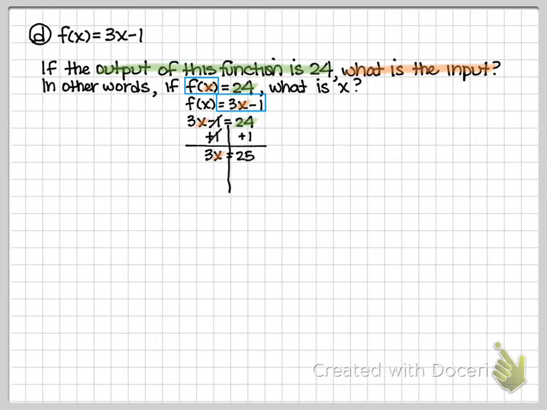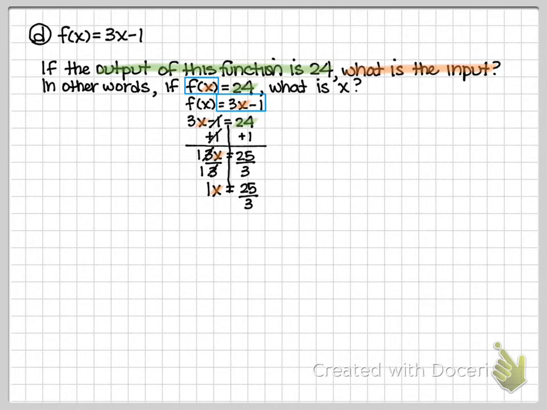I get 25. Last thing, I have to get the 3 off of the x. So I'm going to divide by 3. Now I know any number divided by itself is just 1. That's why I did this. So 3 divided by 3 is 1. 3 divided by 3 is 1. So I technically get 1x, good, I still have the x, equals, now if 3 went into 25 evenly, I would divide it, but it doesn't. I'm just going to leave it as 25 over 3.